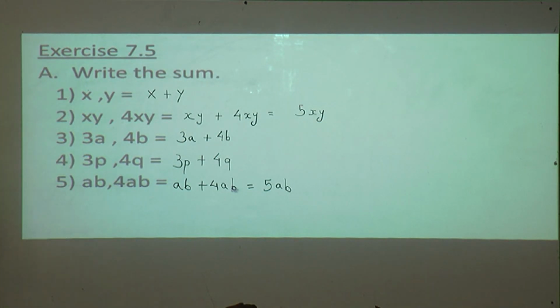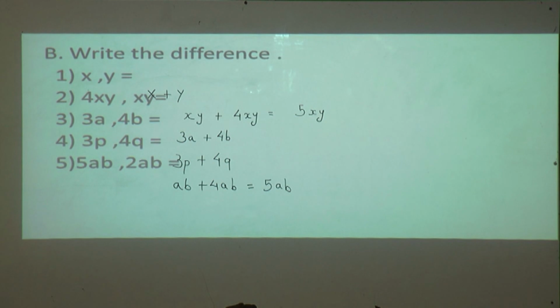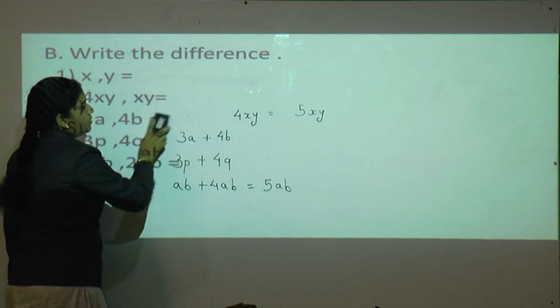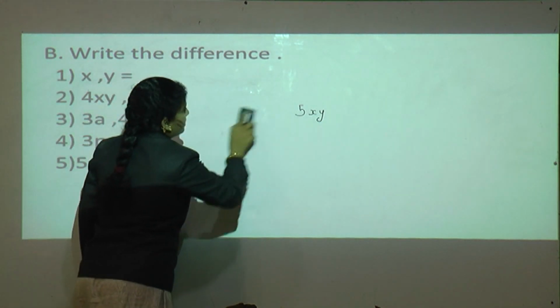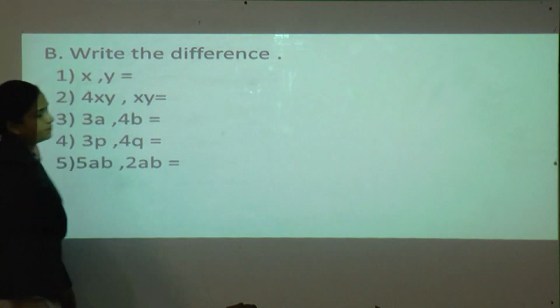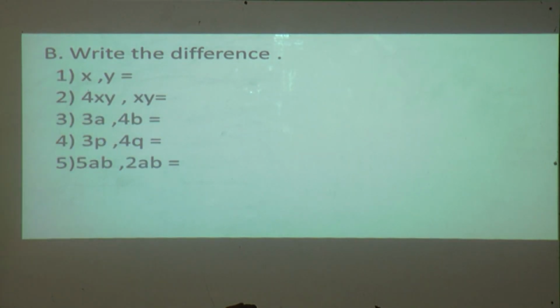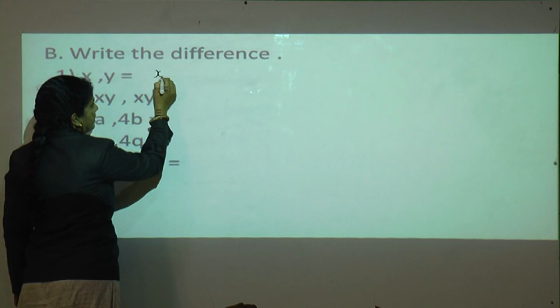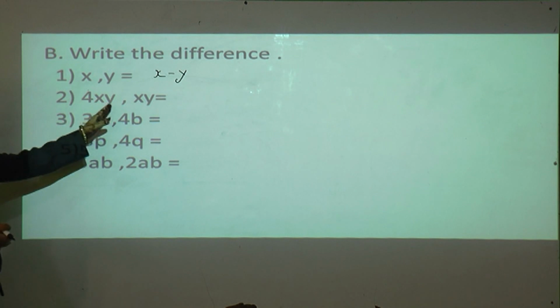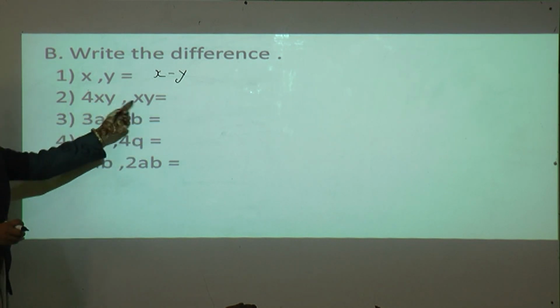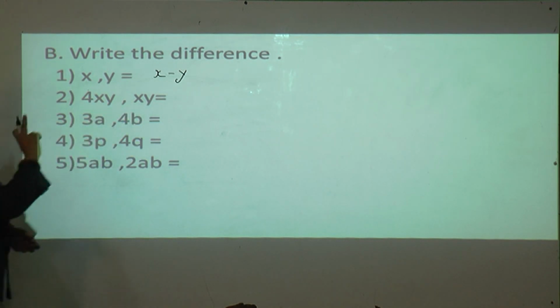Okay. Now next question, write the difference. Write the difference means what, students? What we have to do here? Subtraction. Very good. So students, here x and y are unlike terms, so we can write x minus y. Here 4xy and xy, both are like terms, so we can subtract it.